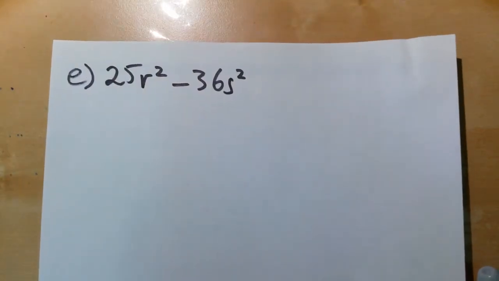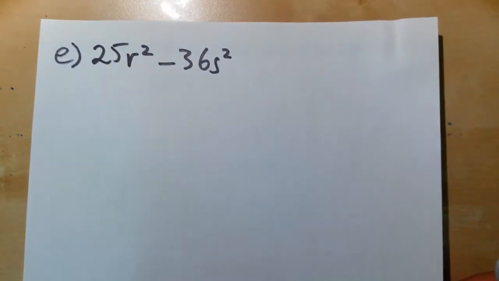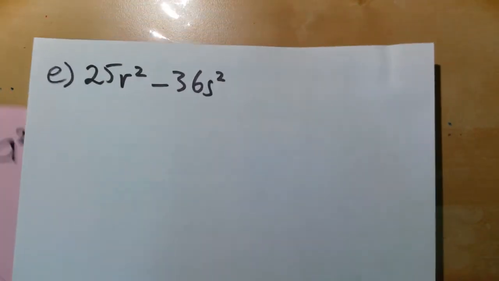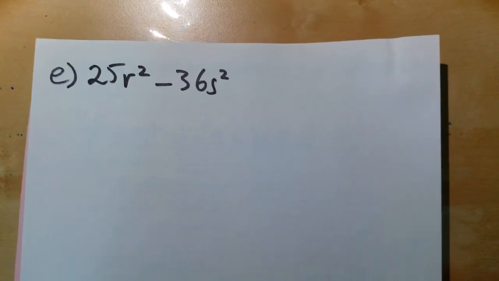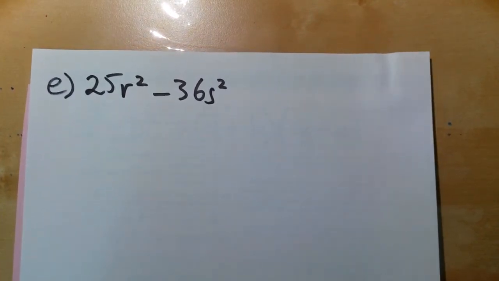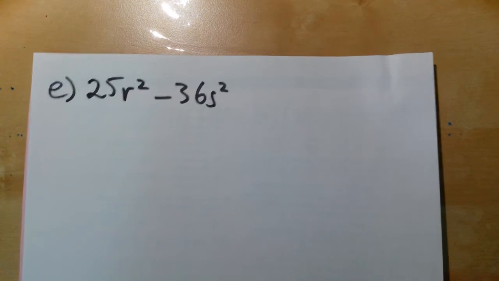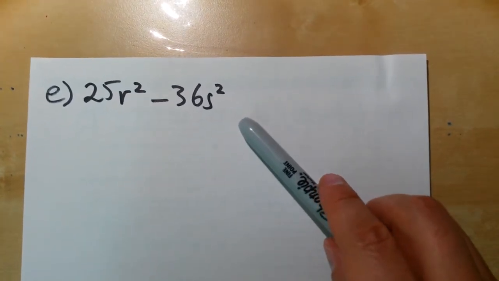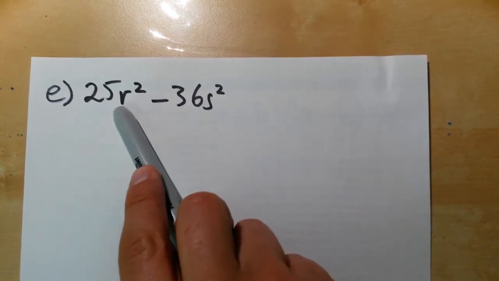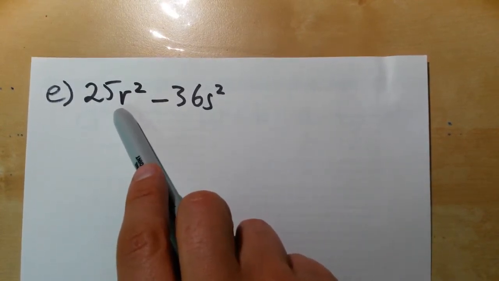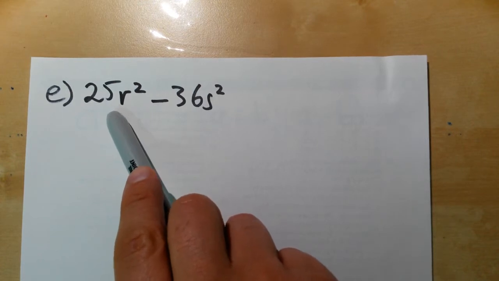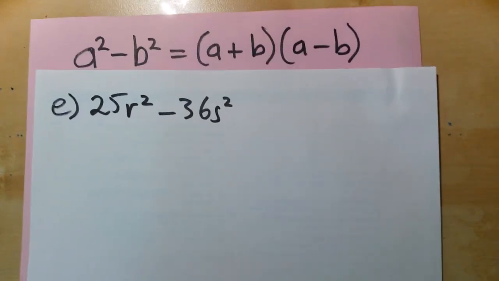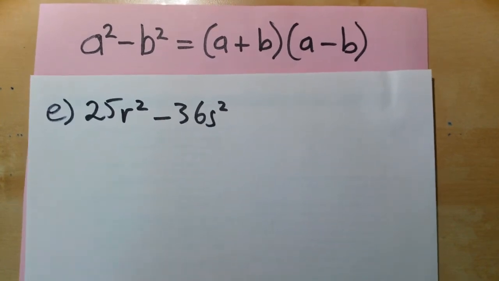In this example, we have 2 variables, r and s. Once again, is this a difference of squares? Well, let's step back a little bit. First, is there a common factor among the terms? No. Is it a simple trinomial or a complex trinomial? Let's treat this as our ax squared value, so it's a complex trinomial. Is it a perfect square or a difference of squares? It's a difference of squares.